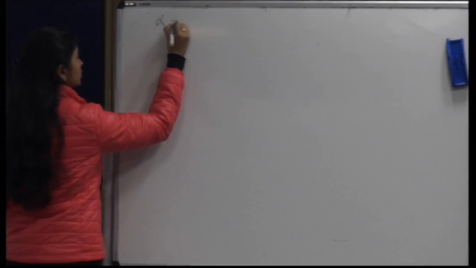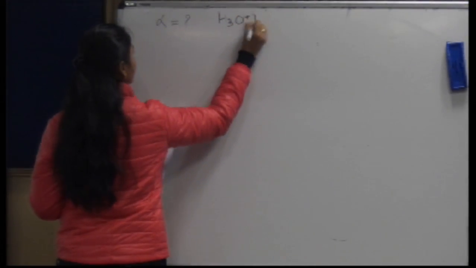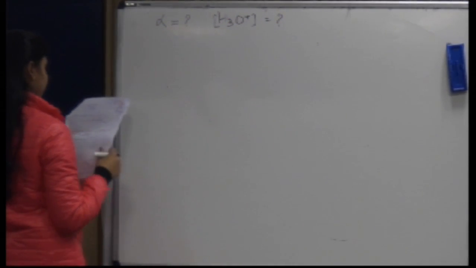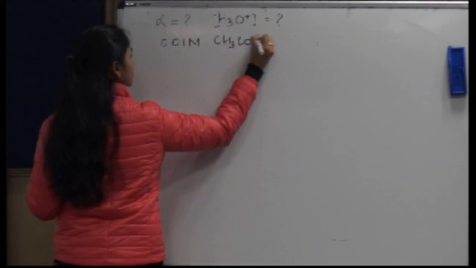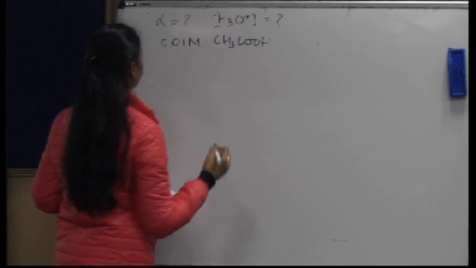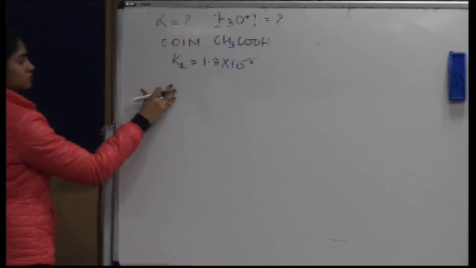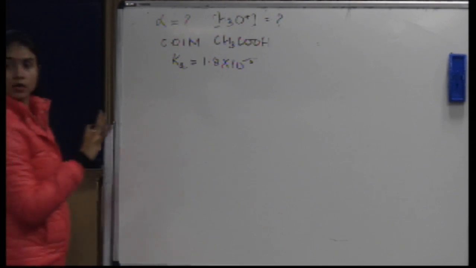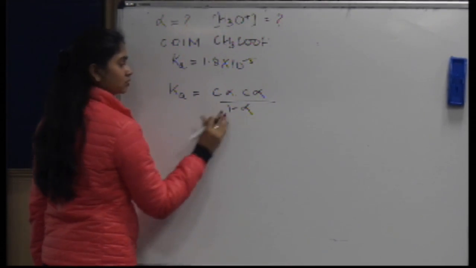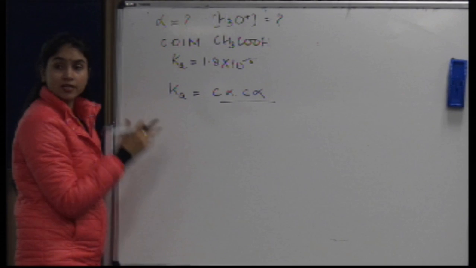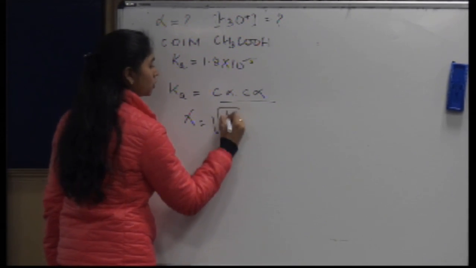Calculate the degree of ionization and the concentration of H3O plus ions if 0.01 molar acetic acid is given to you and the dissociation constant for acetic acid is 1.8 into 10 raised to power minus 5. Same होगा इसके अंदर. Here also you'll use this expression K is equal to C alpha into C alpha upon 1 minus alpha. This can be avoided because the amount of alpha is very less as compared to 1. So your alpha would be under root of Ka by C.